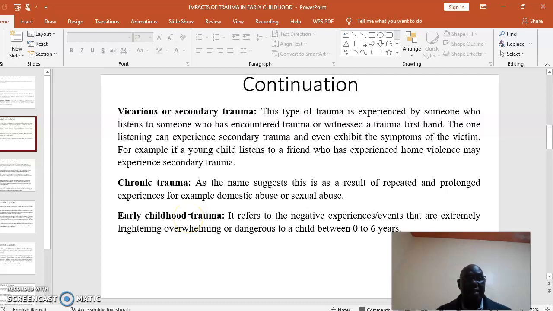And lastly, we have what we call early childhood trauma. What is early childhood trauma? It refers to the negative experiences or events that are extremely frightening, overwhelming, or dangerous to a child between 0 to 6 years.